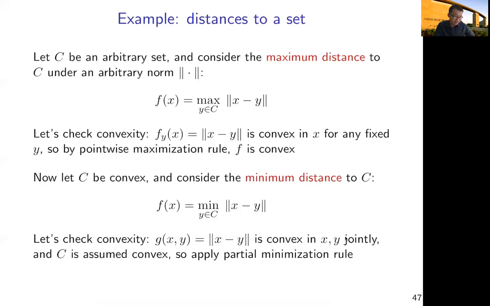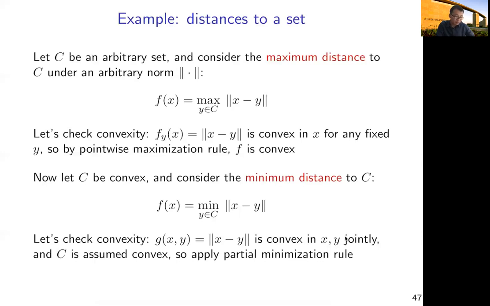All right. So let's go back to the slides. So think about this. We've already proven using the pointwise maximum rule that the maximum distance in a convex set from any point x is a convex function, right? So now let's work with the minimum.